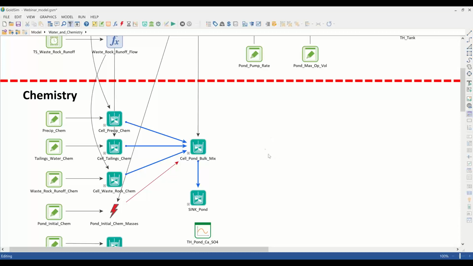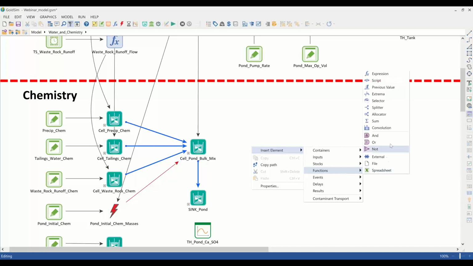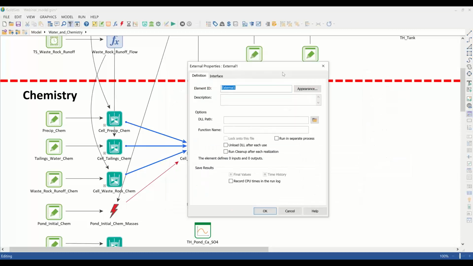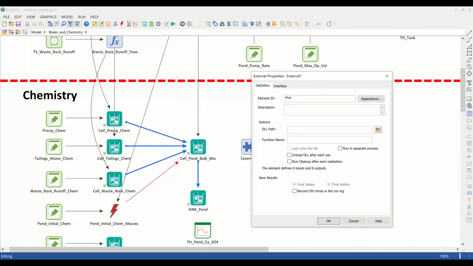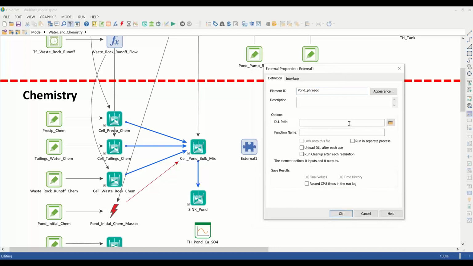But now I'll get into the part that maybe is of most interest, and that's how to link up with Phreeqc. So to do that, I'll go to functions, and I'm going to add what's called an external element. And I'm going to name this pond Phreeqc, just to indicate that this is doing the connection.